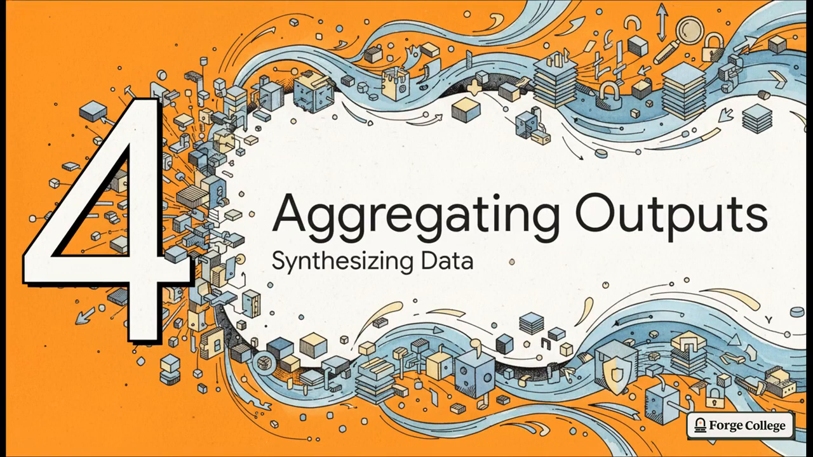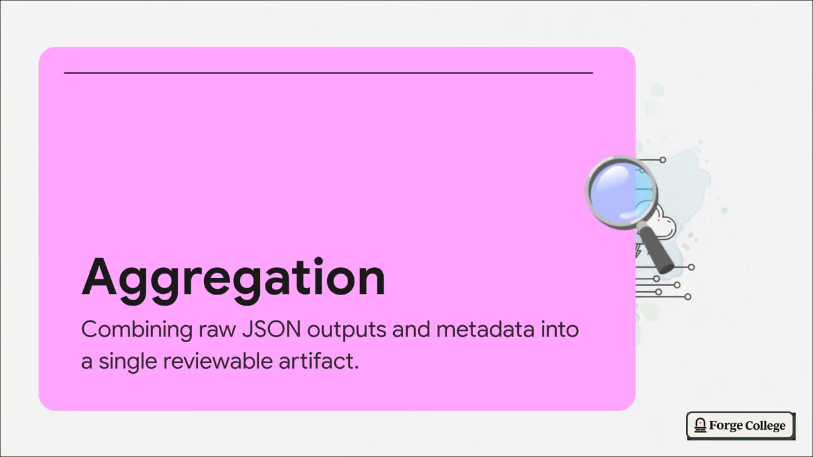All right, Section 4, aggregating the outputs. Let's synthesize this data. Because here's the reality. Having raw, disjointed data just isn't enough. We need to synthesize it to make it truly actionable. And aggregation isn't just lazily dumping files into a folder. It's combining multiple raw JSON outputs into one single reviewable artifact. Crucially, we have to combine our raw JSONs with our metadata. Things like the timestamp of the run, the specific tool versions, and the target file paths. By doing this, we make every single automated run perfectly auditable and 100% reproducible.